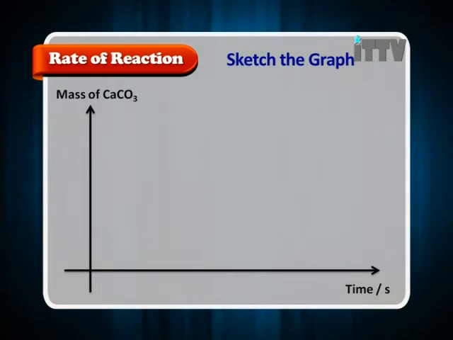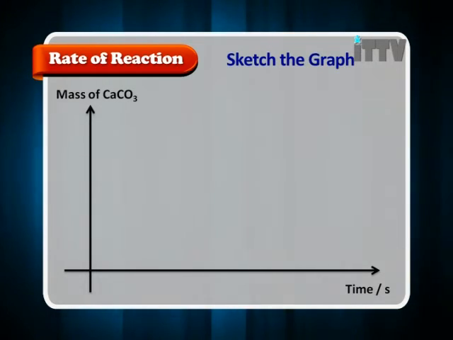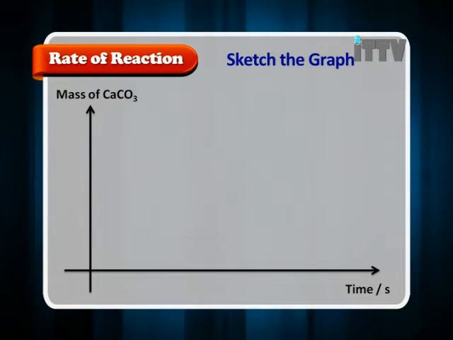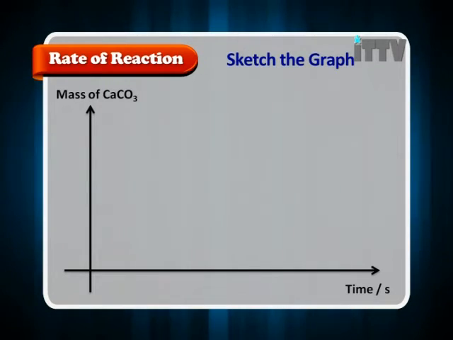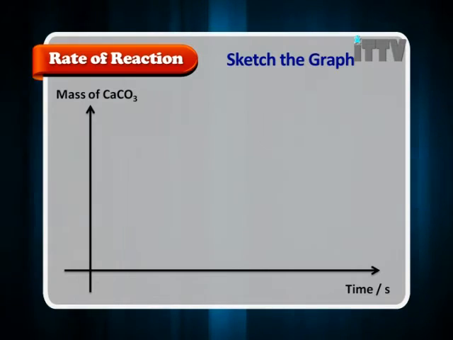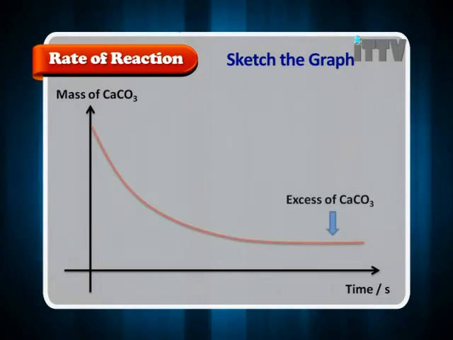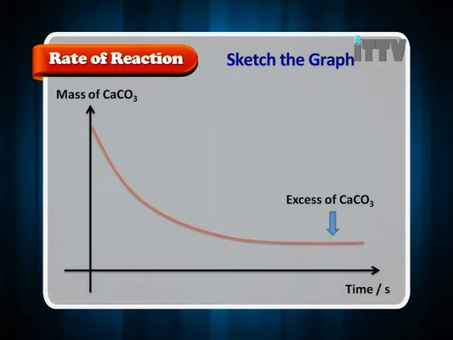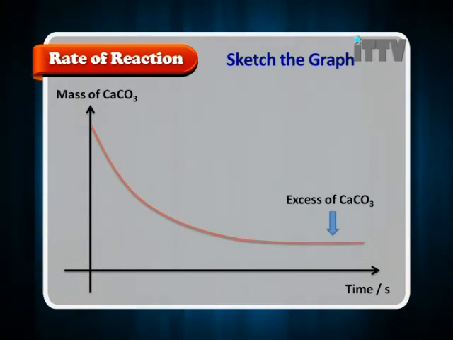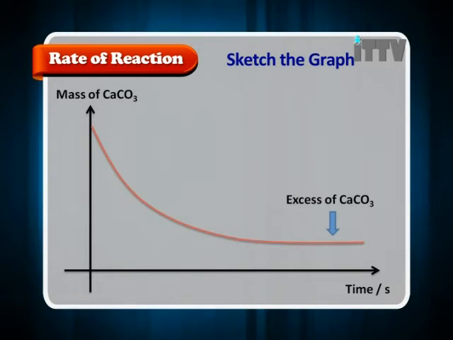Now let's have a look at a graph for the calcium carbonate. Now remember, the calcium carbonate was in excess, which means that it will not completely finish. So the graph will look something like this. And right at the end of the graph, you still have some calcium carbonate left over because remember, it was in excess.